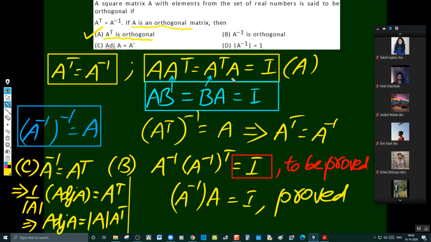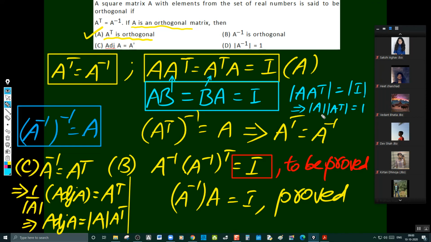It is possible, but not all the time. Because if you take the determinant here for this one, det of A transpose is equal to det I. Det I is 1 and det of AB is det A into det B, which is equal to 1. So det of A is equal to det of A transpose.